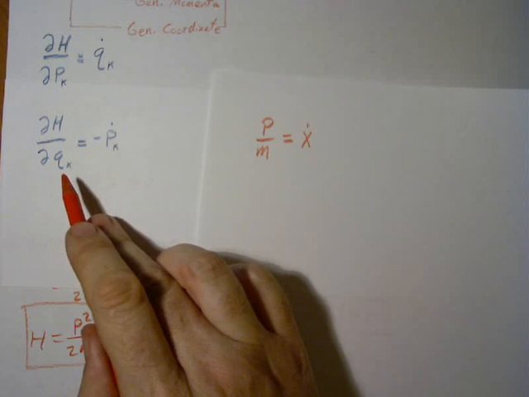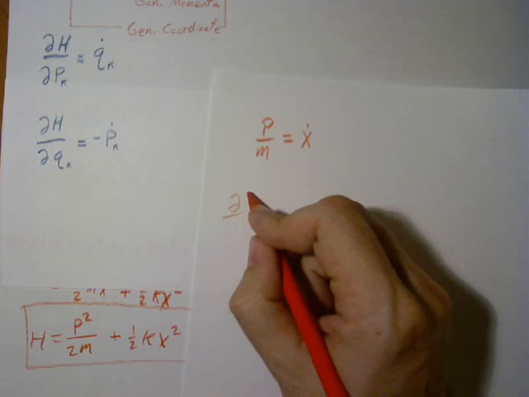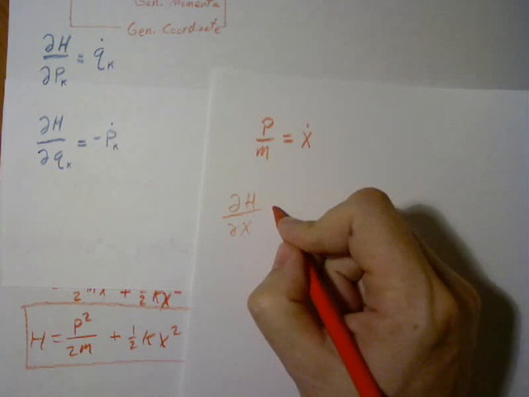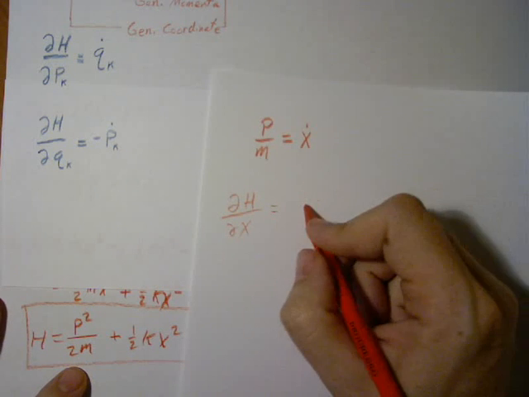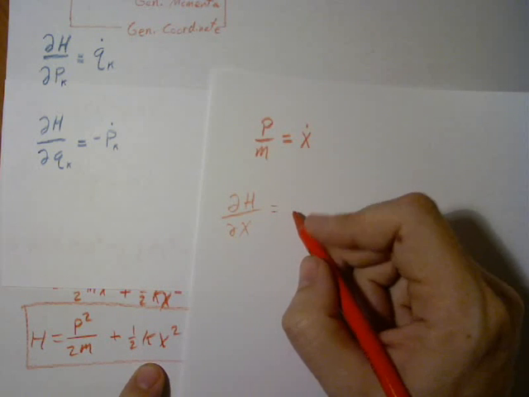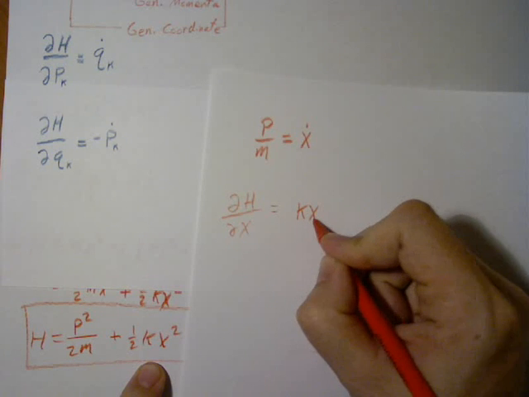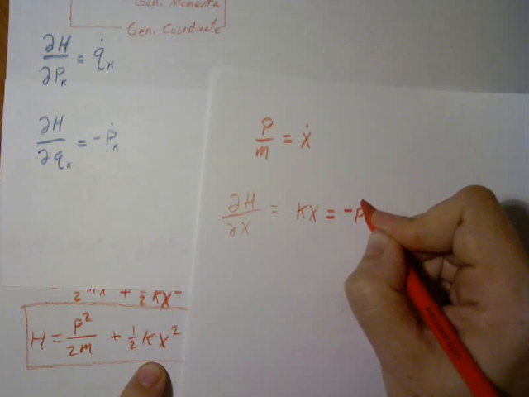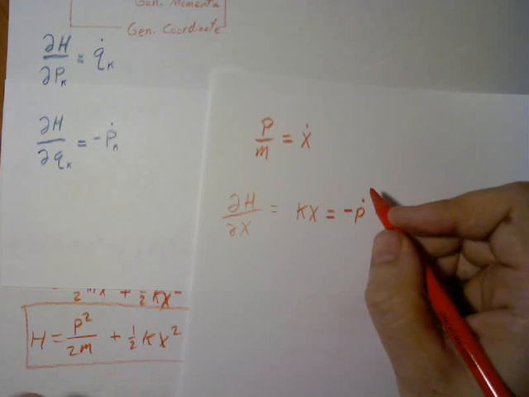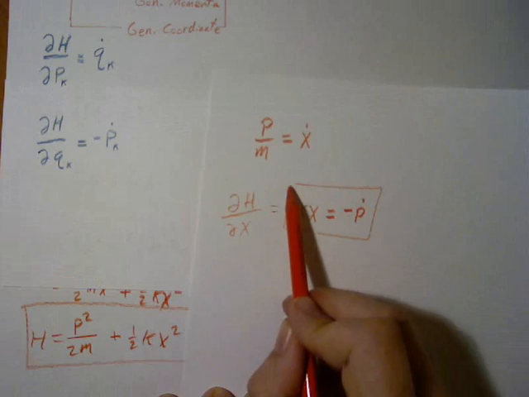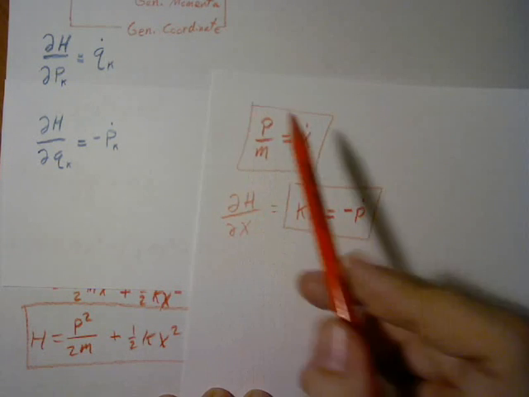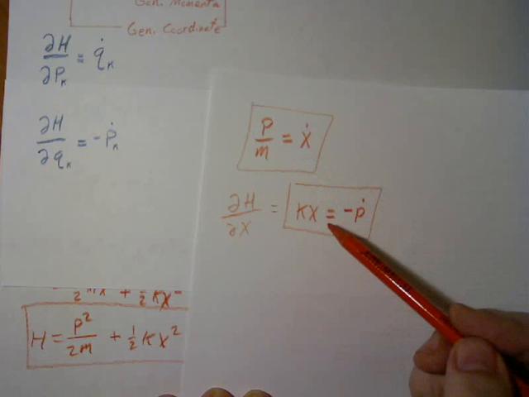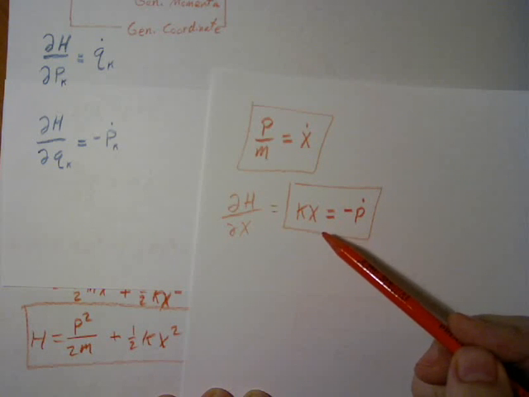Likewise, we take our second equation, the derivative with respect to x, that's what q is, and we get k x. We set that equal to negative p dot. We now have two first-order equations, which is why, in general, many people prefer to use Hamilton's equations, because the two first-order equations make the problem easier to solve.